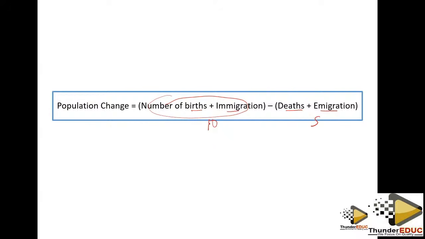For example, if it is 10 and 5, then automatically I'm going to say 10 minus 5, and the change is going to be 5%, meaning that there is an increase by 5%. What about if this is 4 and then this is 6? Then I'm going to say the same thing, 4 minus 6, and I'm going to have negative 2%, meaning that there is a decrease of 2%.